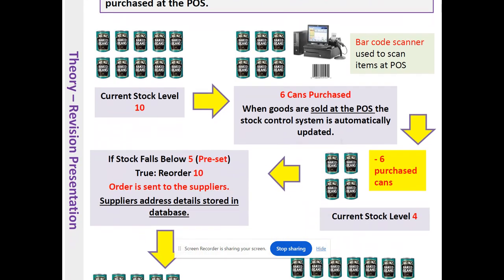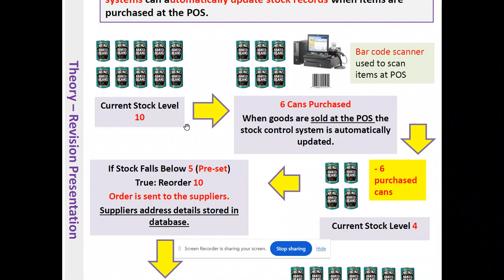So let's have a look at this example here. Let's say at the start of the day, there's 10 cans of beans in stock, okay? And you're the first customer going into the shop. You picked up 6 cans of beans. So every time the cashier scans in a can of beans, what will happen is it's going to be deducted. So 6 cans purchased.